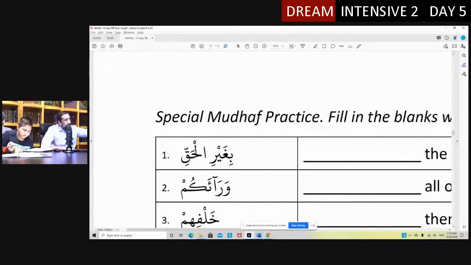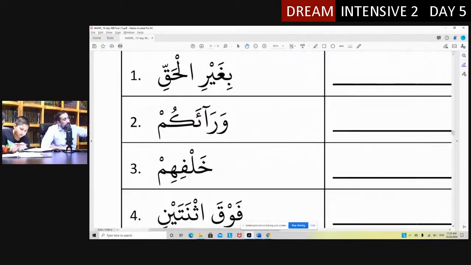Page 25, everybody. خلفهم, this is behind them. فوق, above. قبل, before. Some of. Bain, it's bain, between.